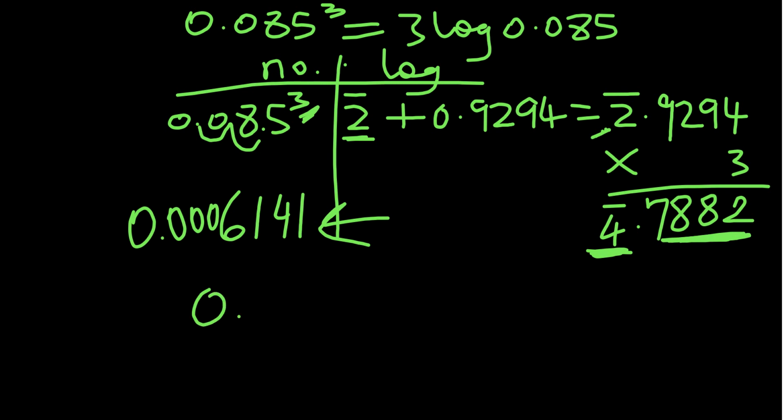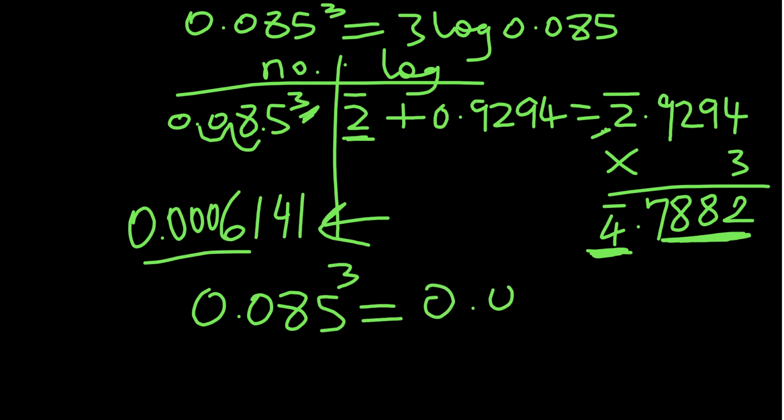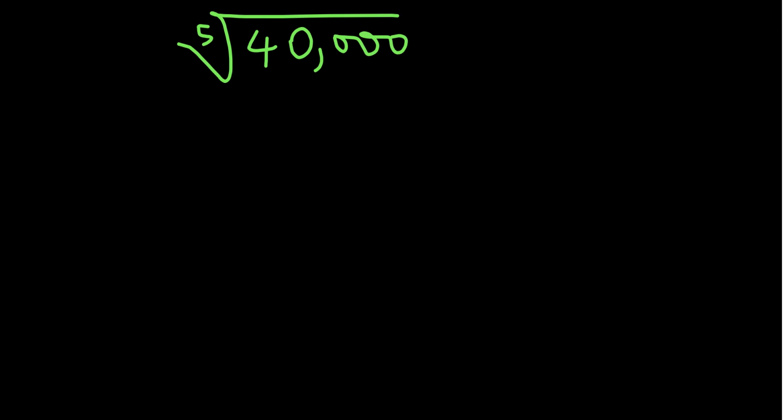So 0.085 raised to power 3 is equal to 0.00064141. We may have to solve another question that involves roots, so that you may also understand what we mean. Okay, so we may have to consider the fifth root of 40,000. So in this question, what does it mean in log terms?